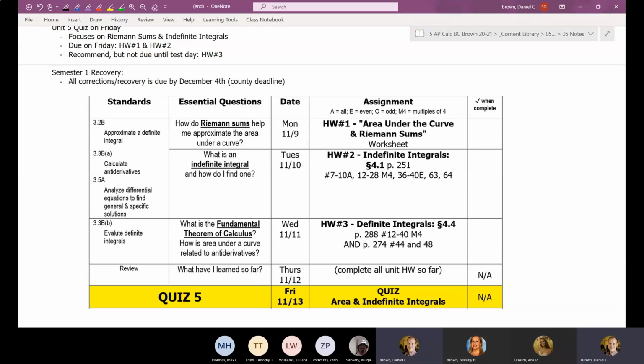What's due tomorrow is I'm just going to be checking for homeworks 1 and 2. Homework 3, I will not check until the day of the test. But if you finished homework 1 and 2, then doing homework 3 is not going to hurt you. You're just going to have more practice with finding antiderivatives, plus it will make next week go a little bit easier. And then you have the quiz Friday.